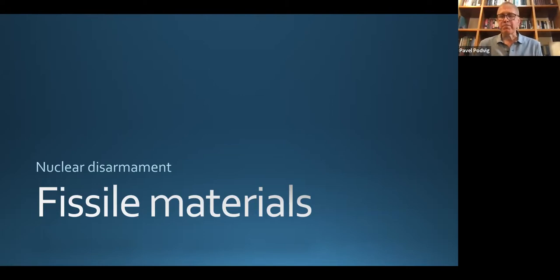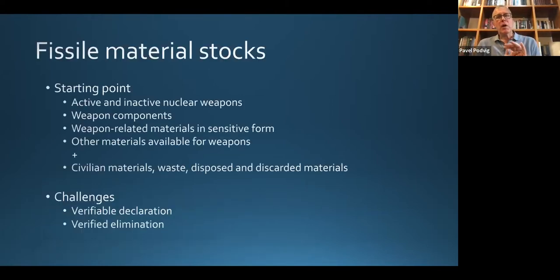Now, fissile materials. This is the deferred verification. My apologies to those who have seen that presentation. The idea started as a problem with the fissile material cutoff regime, and as you know, there is a problem there. What do you do with the existing stocks? Many states want existing stocks to be somehow accounted for, or better still eliminated.